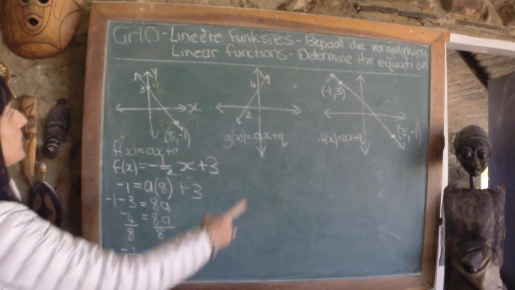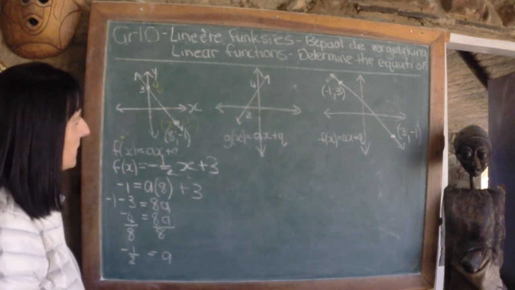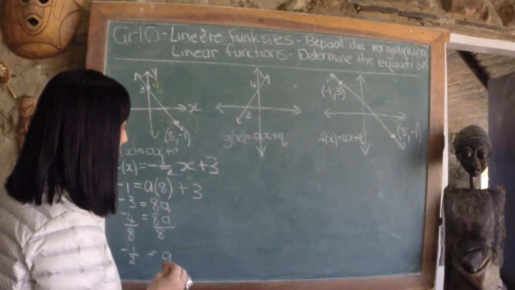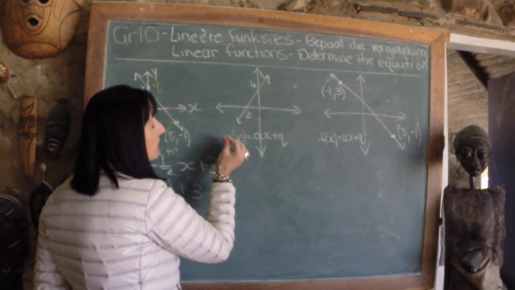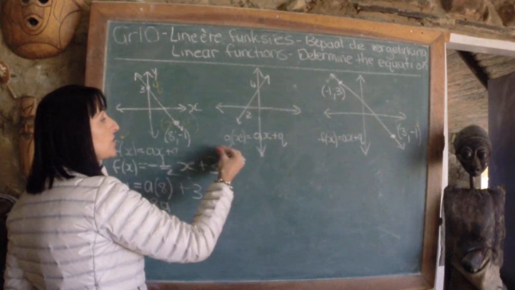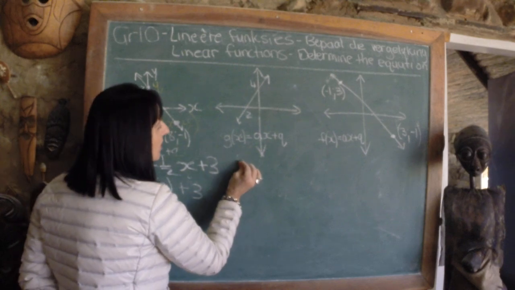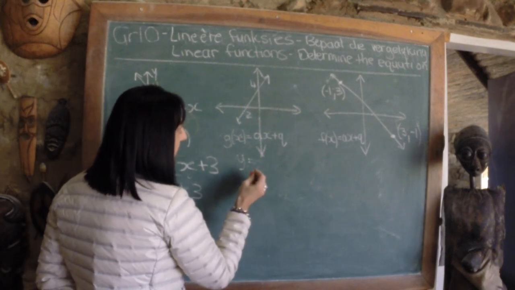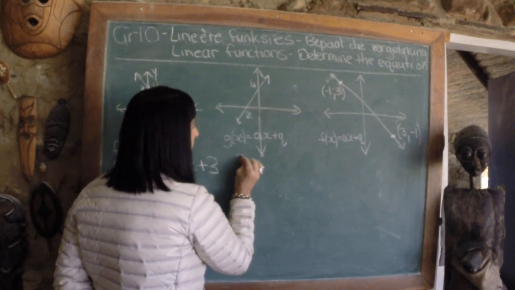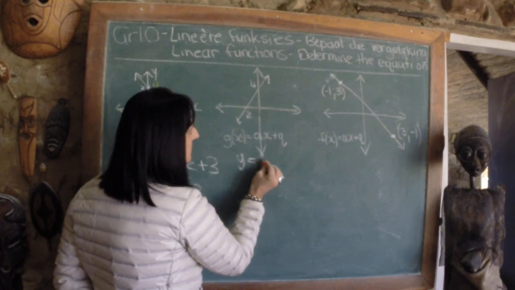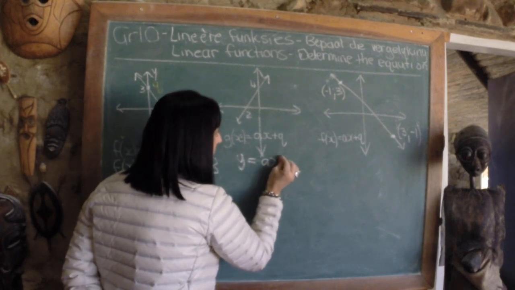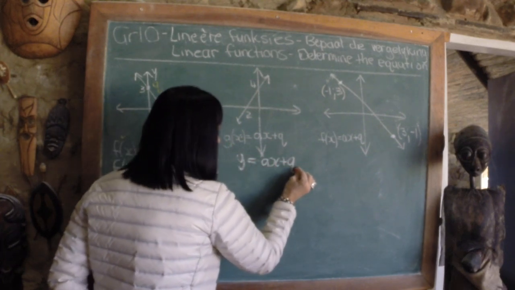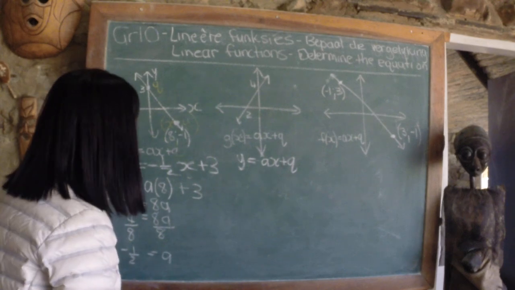Kom ons gaan kyk na die prentjie nommer 2 en ons kyk. Wat is nou vir my gegee? Kom ons gaan skryf hierdie ouetjie. The question is, give this function g(x) in this form. So I'm rewriting it again to make it just a little bit more familiar. So ek gaan sê y is gelyk aan ax plus q. Kom ek gaan merk af wat is vir my gegee.